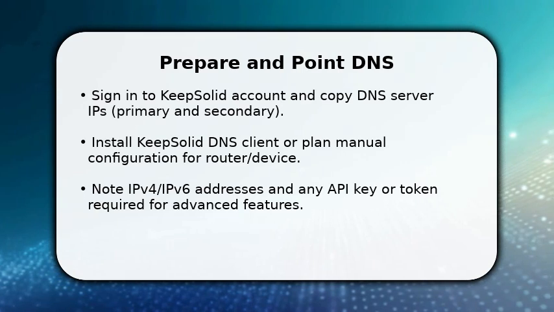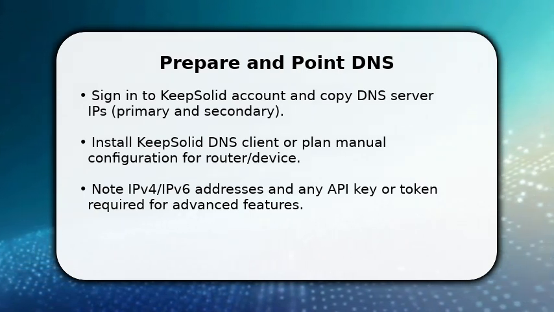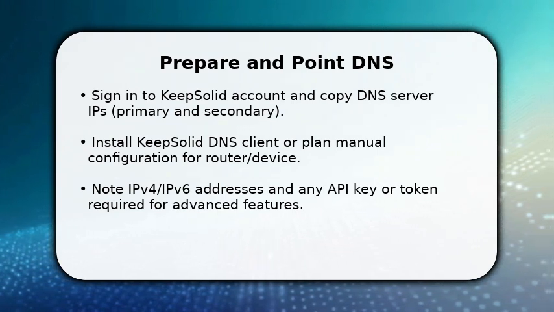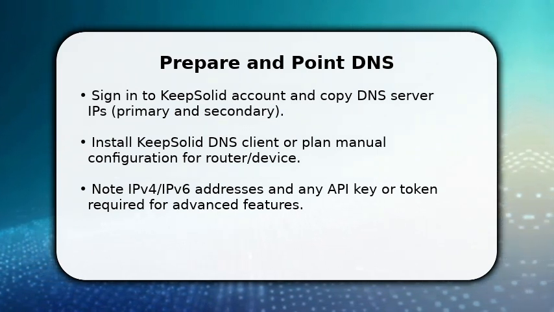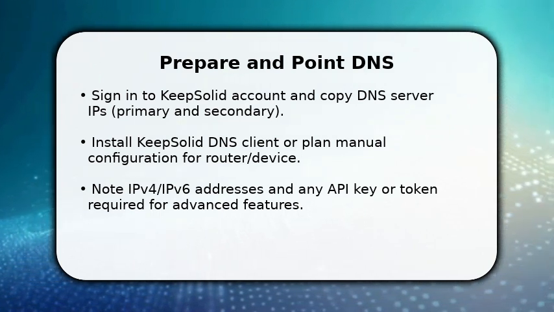You start by confirming your Keepsolid account and grabbing the DNS IPs and any API token. Once done, choose whether you'll use the app or set DNS manually on the router. Manual gives network-wide coverage. Make the first change now.